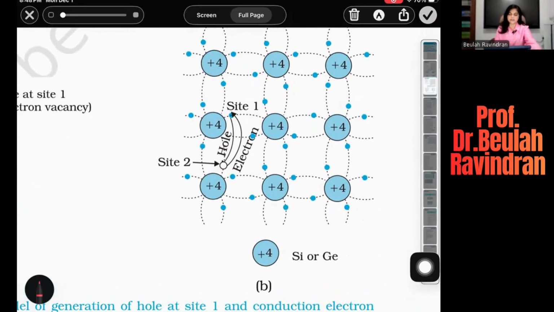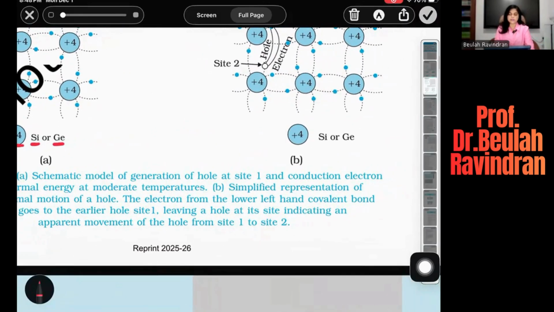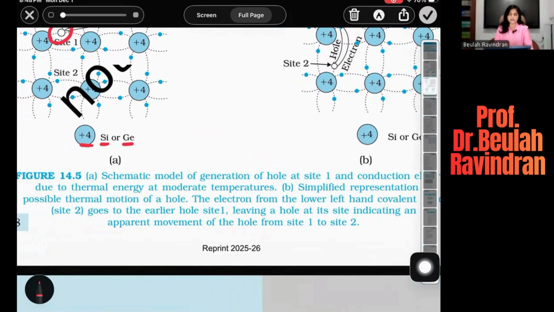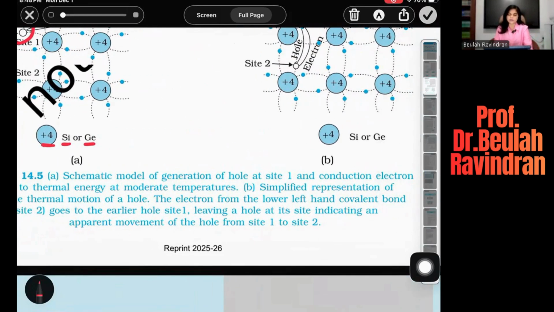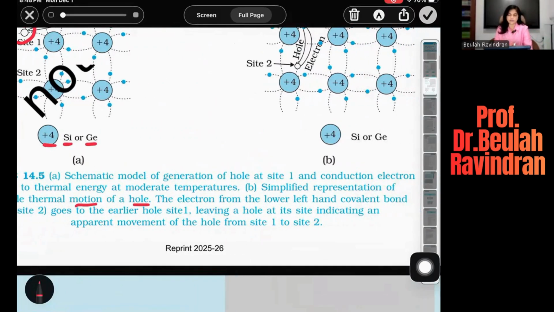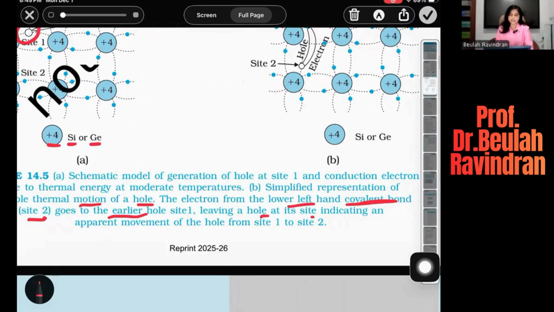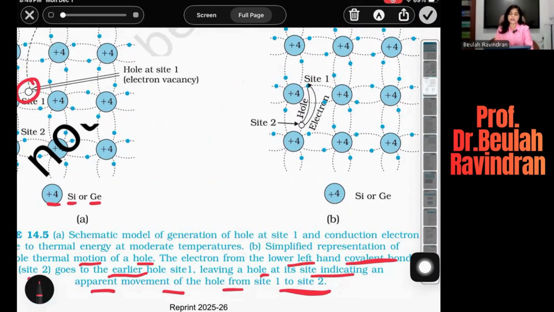Here also you can see. This talks about the first one, a schematic model of generation of a hole at site one and a conduction electron due to thermal energy at moderate temperatures. Next one, a simplified representation of possible thermal motion of a hole. That is also given here. The electron from the lower left-hand covalent bond, that is site 2, goes to the earlier hole site 1, leaving a hole at its site, indicating an apparent movement of the hole from site 1 to site 2. So it clearly indicates the hole also moving.